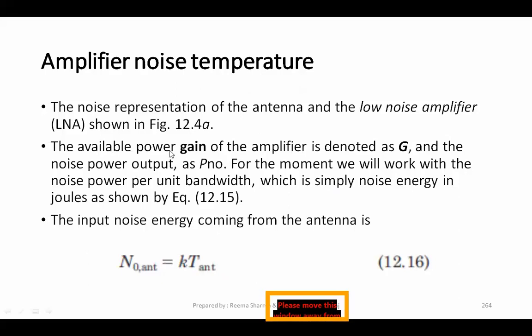The available power gain of the amplifier is denoted as G. As we all know, gain is denoted as G. And the noise power output as PN0. Noise power output.